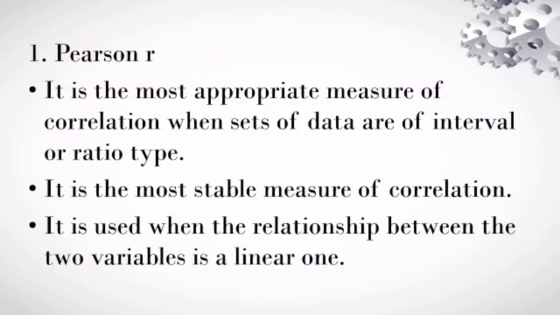First is Pearson r. It is the most common or appropriate measure of correlation between sets of data that are of interval or ratio type, and the most stable measure of correlation. It is used when the relationship between the two variables is a linear one.